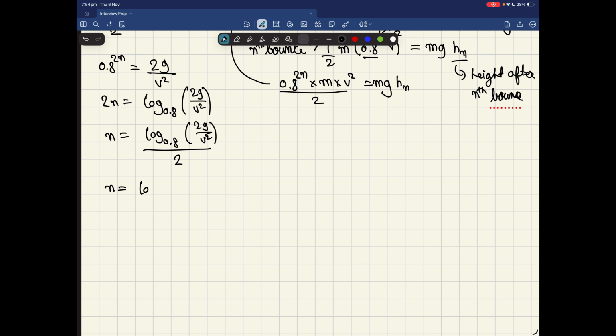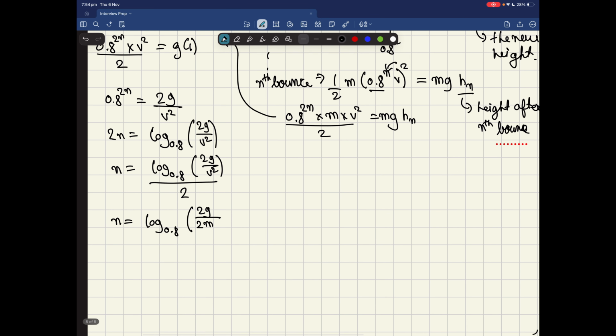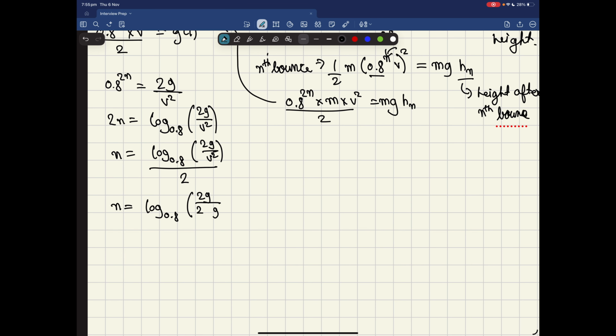n equals log base 0.8 of 2g over 2gh, all over 2. The 2 g's cancel out, so we can just get log base 0.8 of 1 over h, over 2, and we know that h equals 5. Now we can just sub that into the calculator and find out an answer.